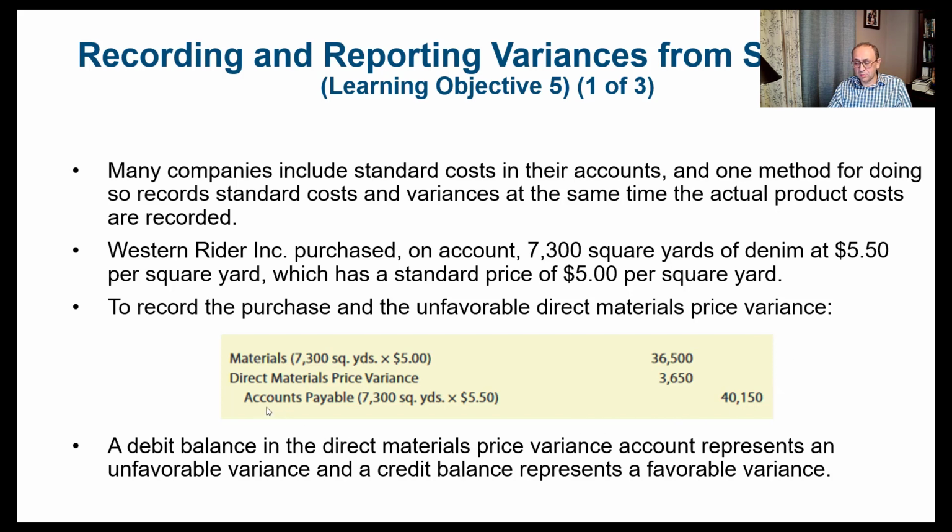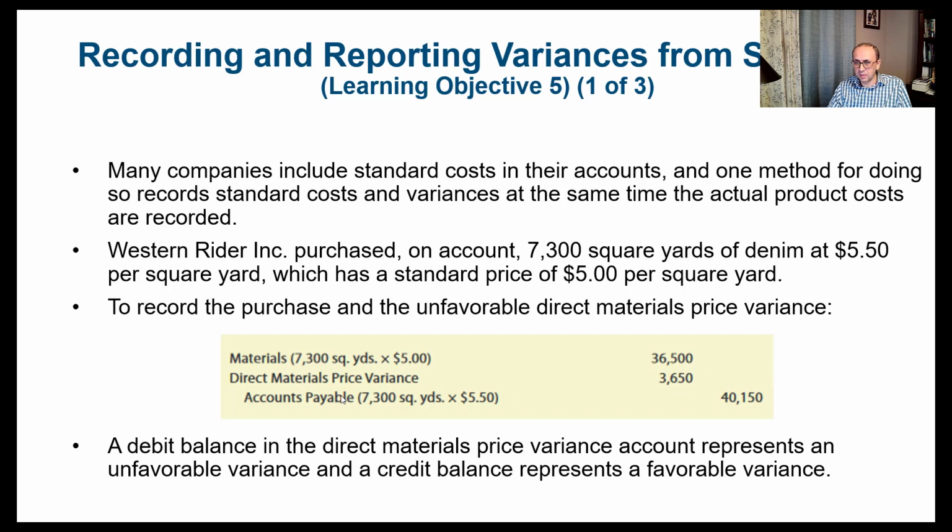So we credit, I'll start here with a credit. We leave some room for the debits, but I want to show that the accounts payable would be based on the actual yards purchased and the actual price of the yard. So 7,300 multiplied by 5.5, and that's 40,150. We're going to debit material based on the standard price. Okay, so material is debited for 7,300, that's the actual yards purchased at the standard price, and that's turned out to be 36,500.